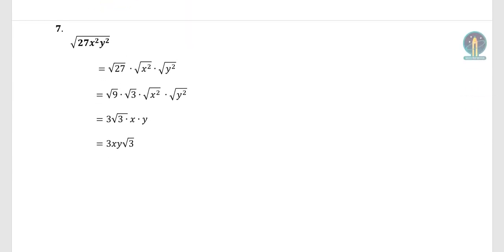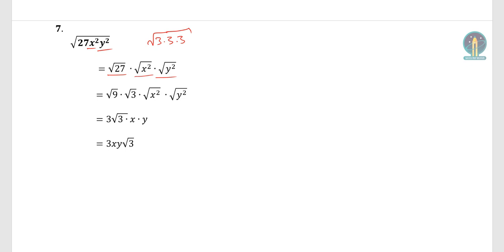Next example. Square root of 27 x squared y squared. So we can break this into the square root of 27 times the square root of x squared times the square root of y squared. Now the square root of 27, so 27 can break up into 3 times 3, which is 9, times 3, which is 27.